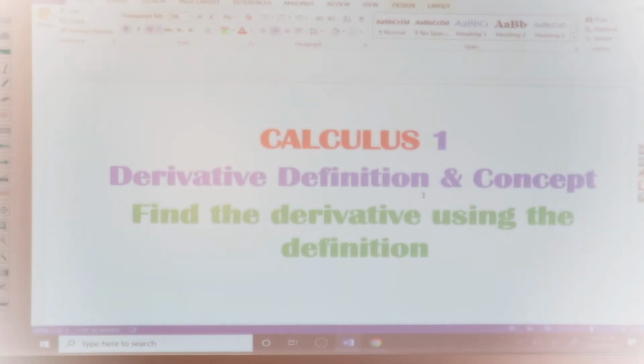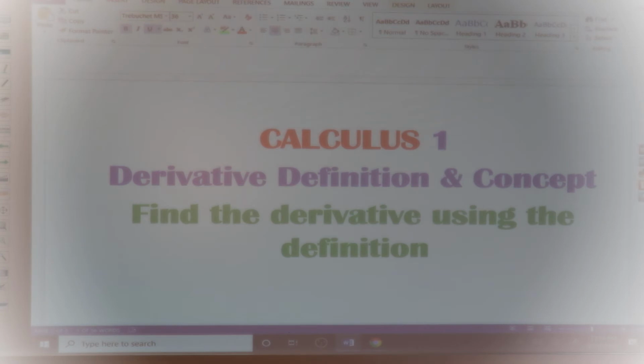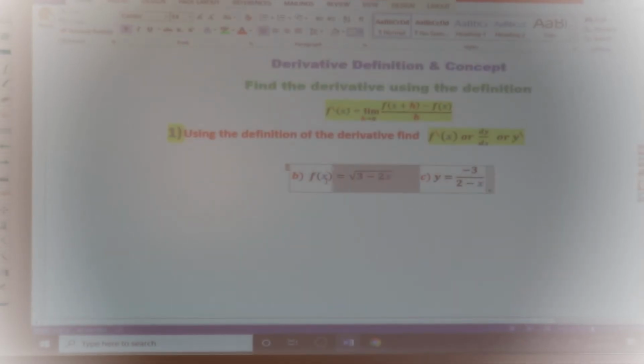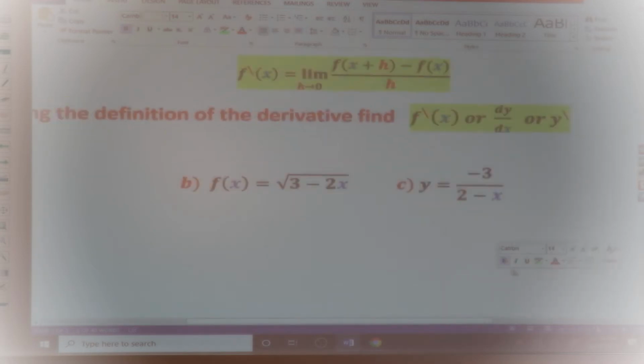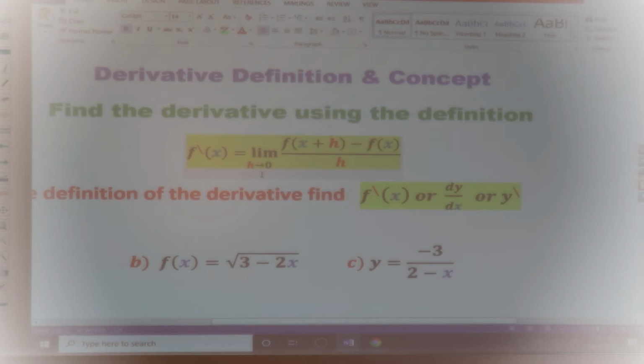Okay. What we have to do today, guys, is find the derivative of the square root function using the definition of the derivative, f prime of x. If this is the first time you are watching, this is the definition: f prime of x equals the limit as h goes to 0 of f of x plus h minus f of x over h. I'm going to try to do both of them, but I'm going to start with this one.